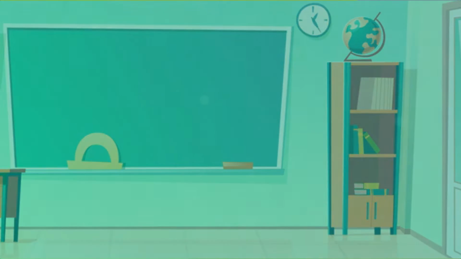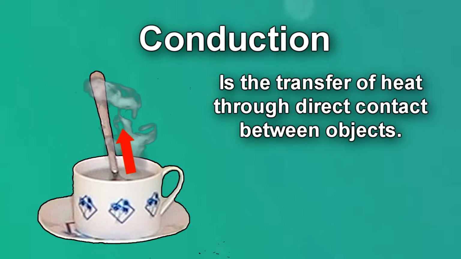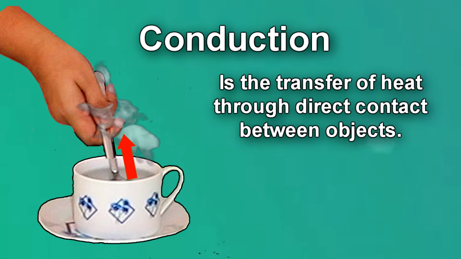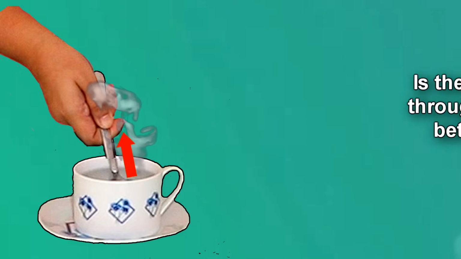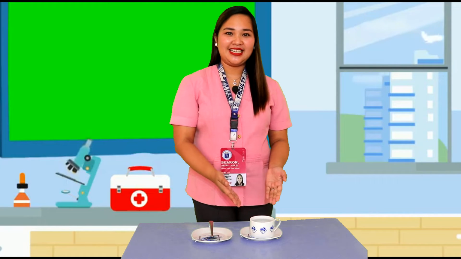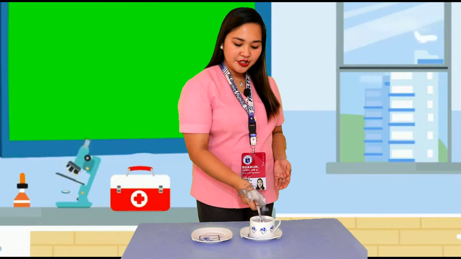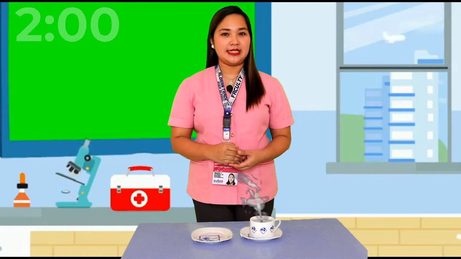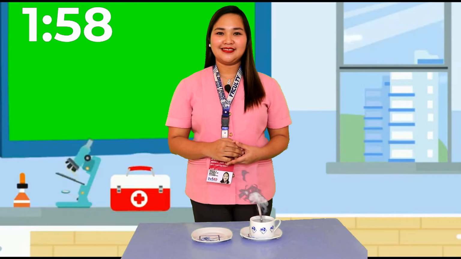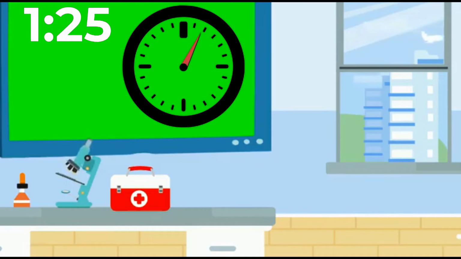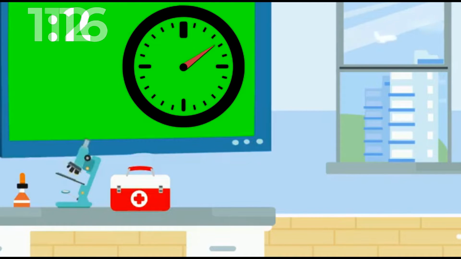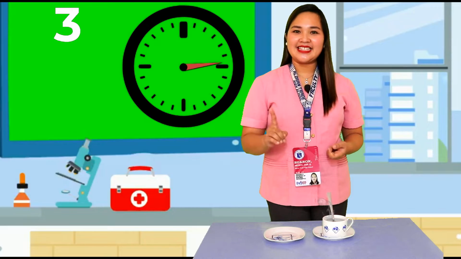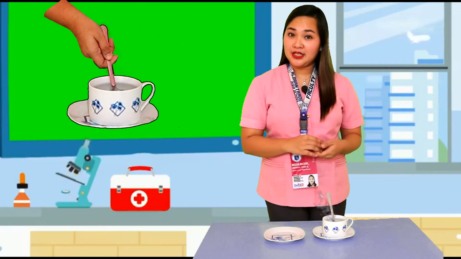First is conduction. Conduction is the transfer of heat through direct contact between objects. To clearly understand this process, let's take a look at the sample demonstration. This cup right here is filled with hot water. If you dip a spoon into the hot water and touch the handle after about 2 minutes, what would you feel? Yes, the handle will feel hot.